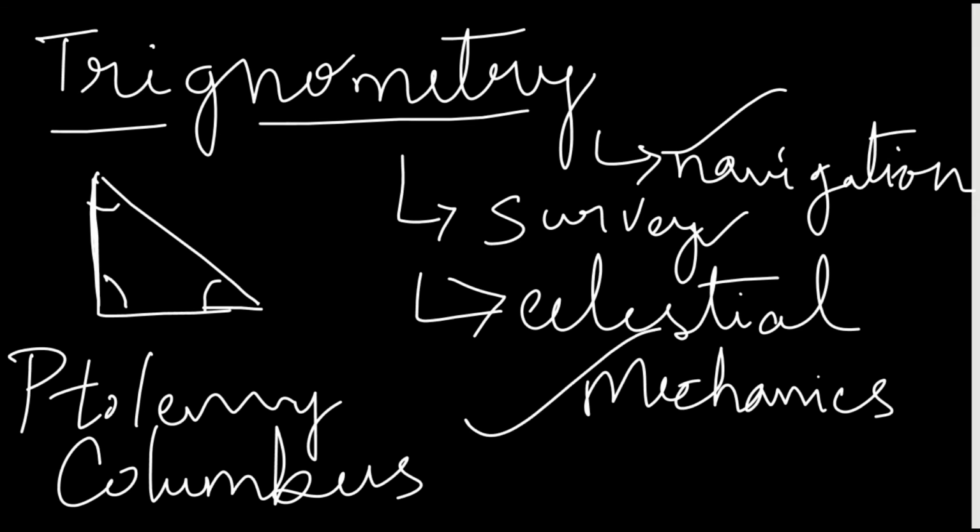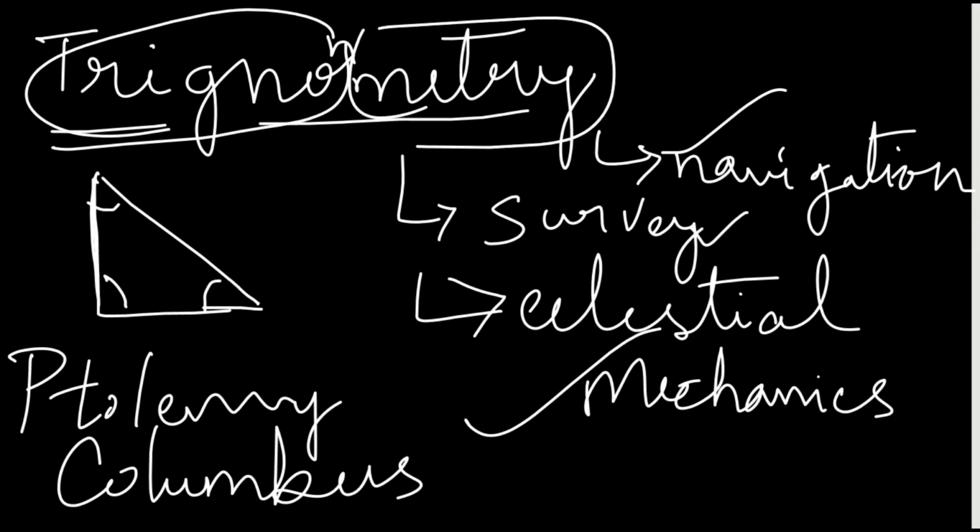Now, what does trigonometry mean? It's a Greek word. Trigonon means triangle and metry means to measure. So that is how the word trigonometry came into use.